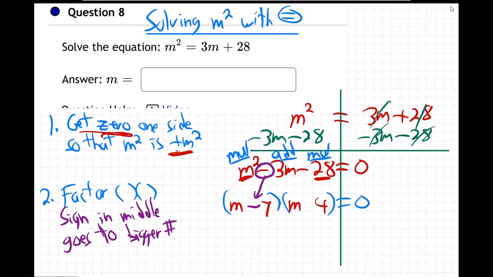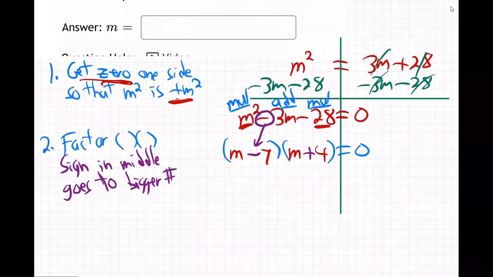Now how do you know the other sign? Well, it's whatever works. Negative 7 times what sign on the 4 to multiply to be negative 28? A negative times a positive makes negative 28, so the 4 had to be positive. The sign on the smaller number can be positive or negative; it just depends on what you need. And notice they do add to be negative 3: negative 7 plus 4 is negative 3. It's all good.